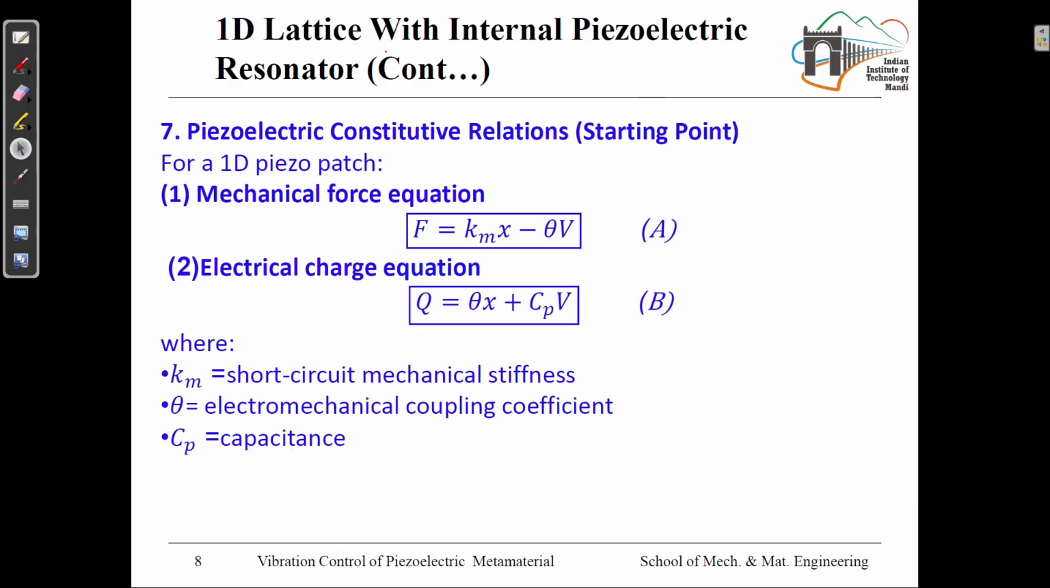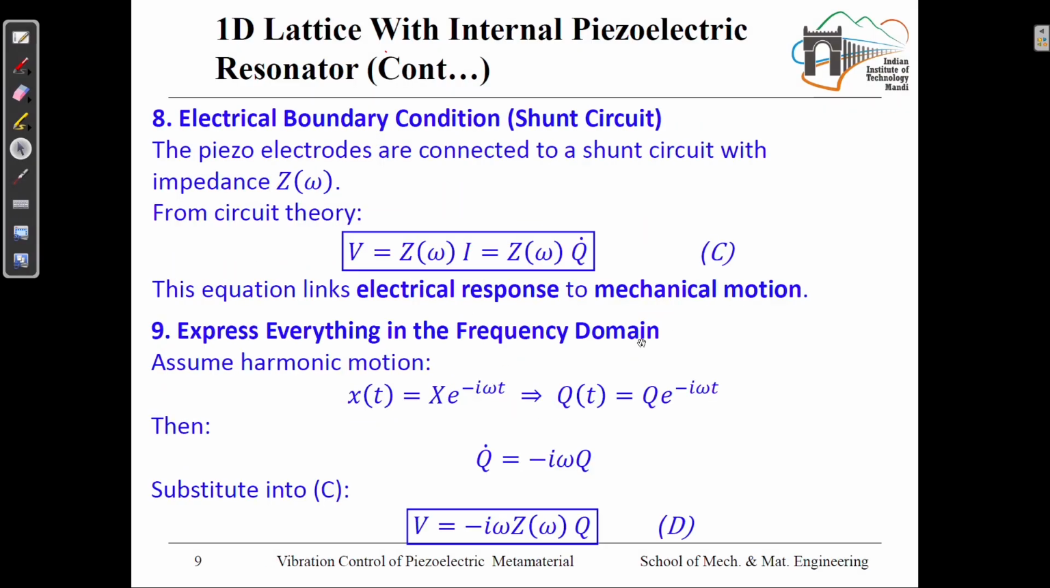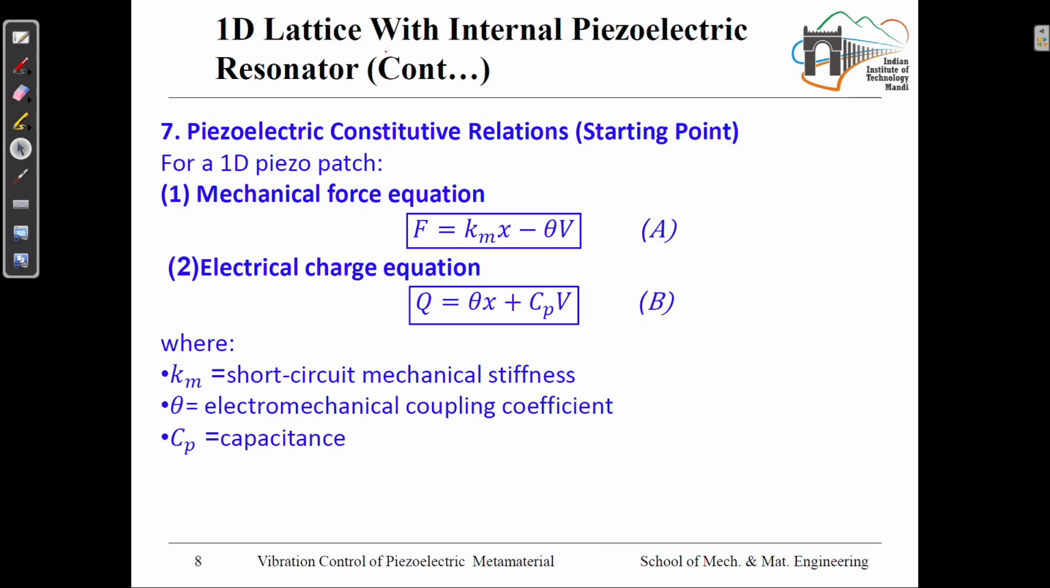So, I hope this equation is clear, right. Similarly, we can do this for these equations. Actually Km is the short circuit mechanical stiffness, theta is the electromechanical coupling coefficient, and Cp is the capacitance.